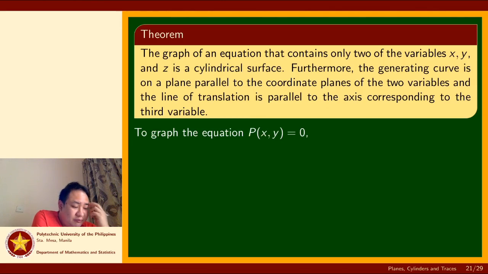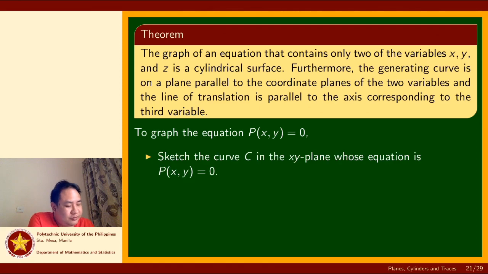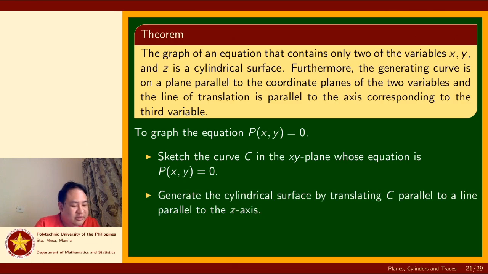So, as an example, if you have an equation that relates x and y only, first, we need to sketch the curve C in the xy plane as usual. Next, we generate the cylindrical surface by translating C parallel to the z-axis because z was not mentioned in the equation. When a variable is not mentioned in the equation, it can assume any kind of values, it is unrestricted. That is why we move the curve along the direction of the z-axis.